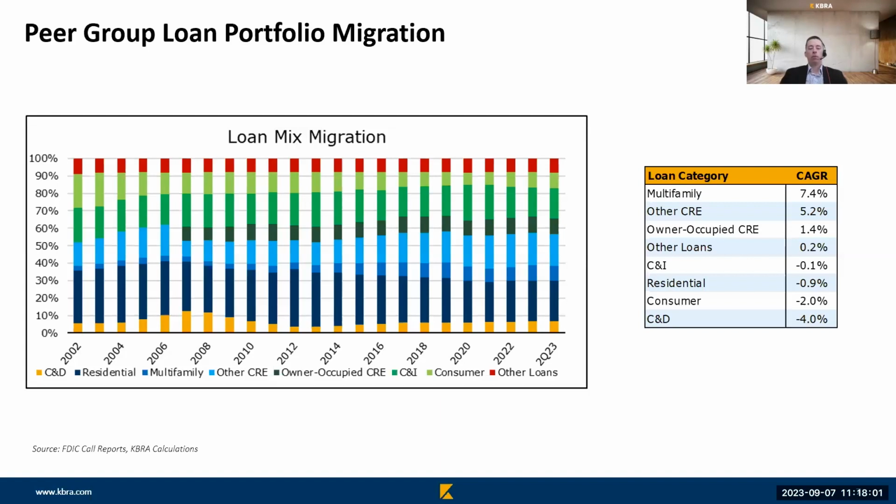Great, thank you. And one final question before moving on here. How would you characterize the riskiness of the average bank's loan portfolio today versus, say, 10 or 20 years ago?